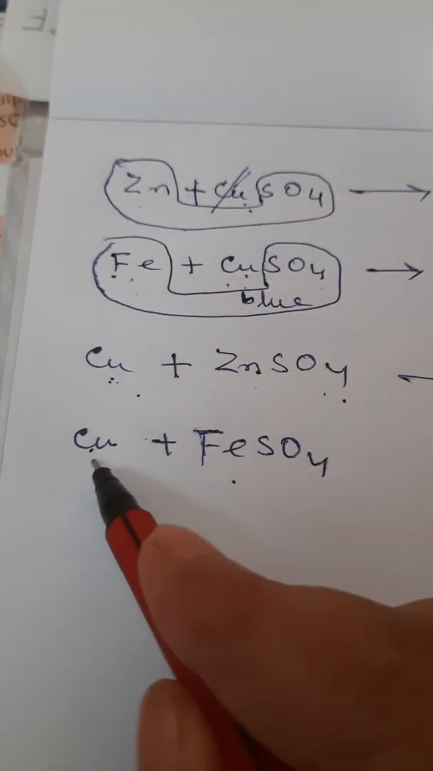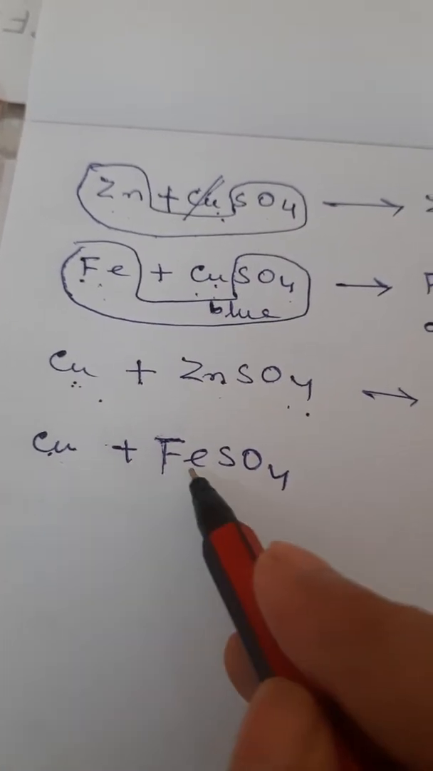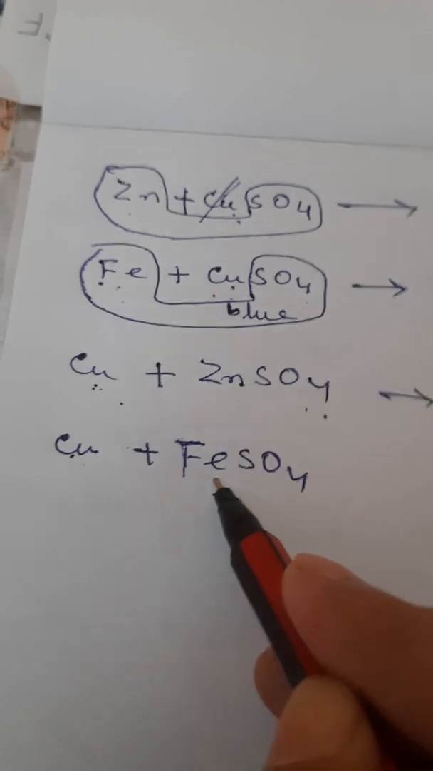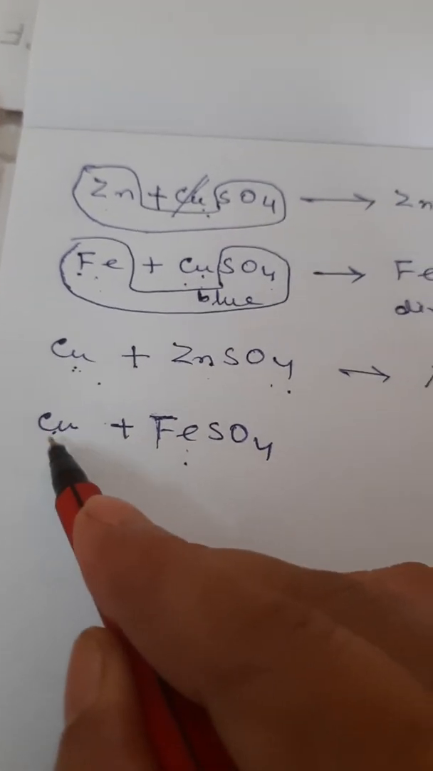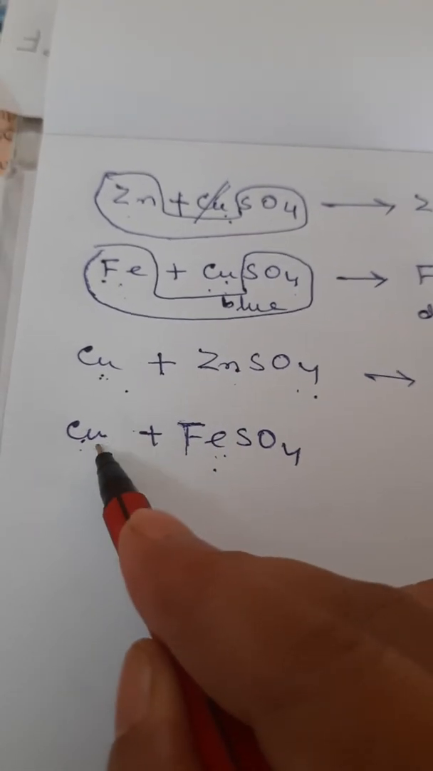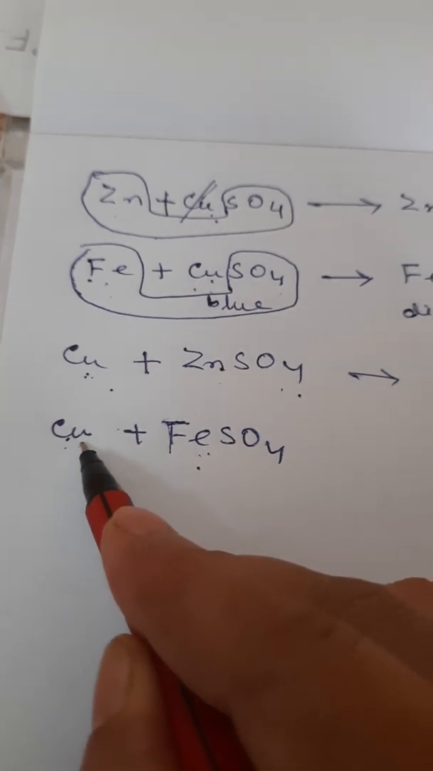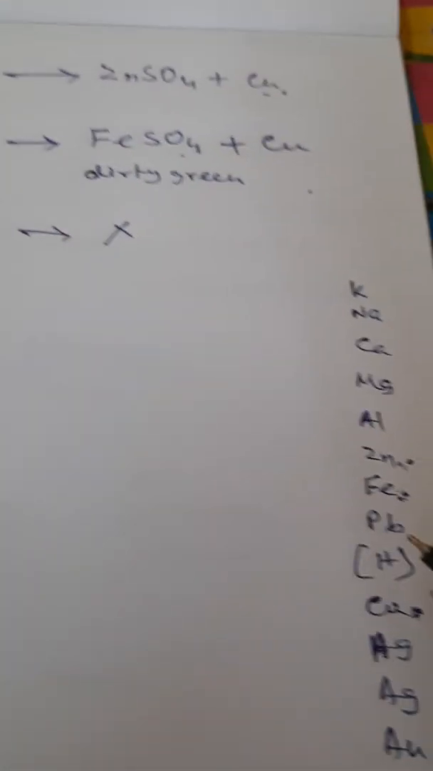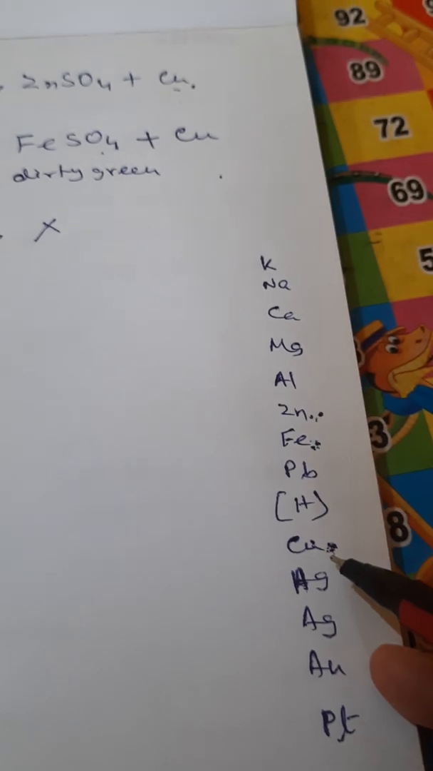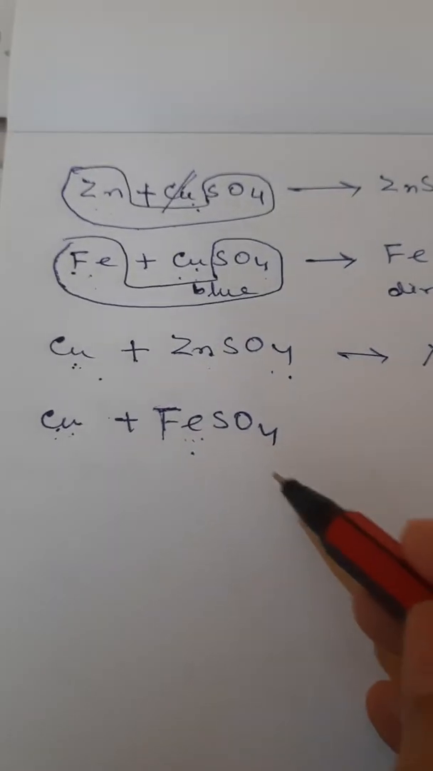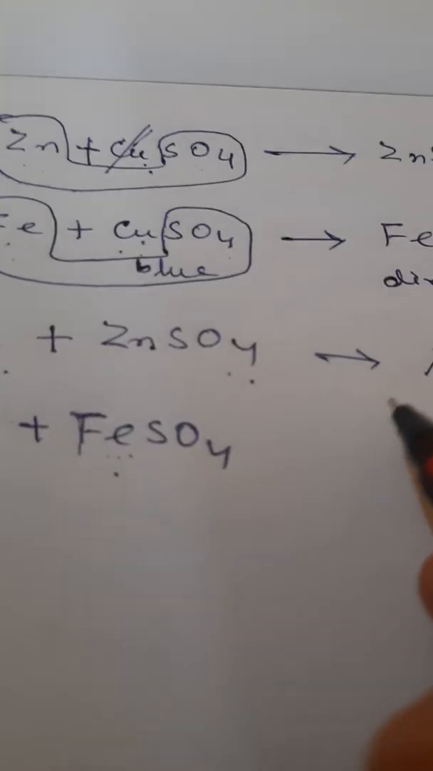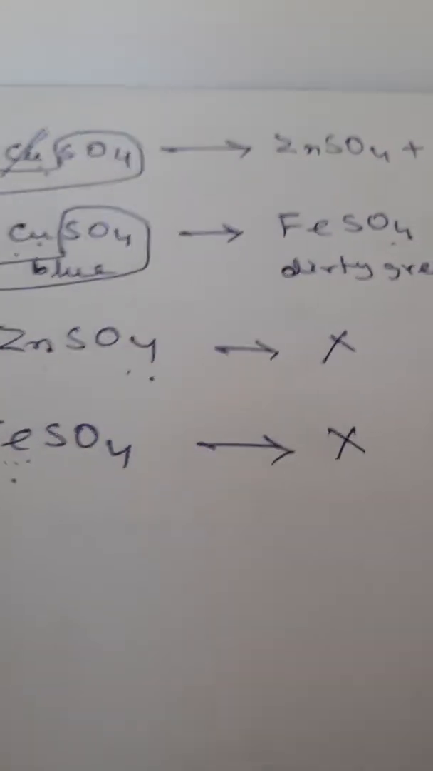So in this case also copper cannot displace iron from its salt solution, because copper is less reactive than iron. The position of copper in the reactivity series is below iron. So, copper is less reactive. It cannot displace iron from its salt solution. So, no reaction takes place.